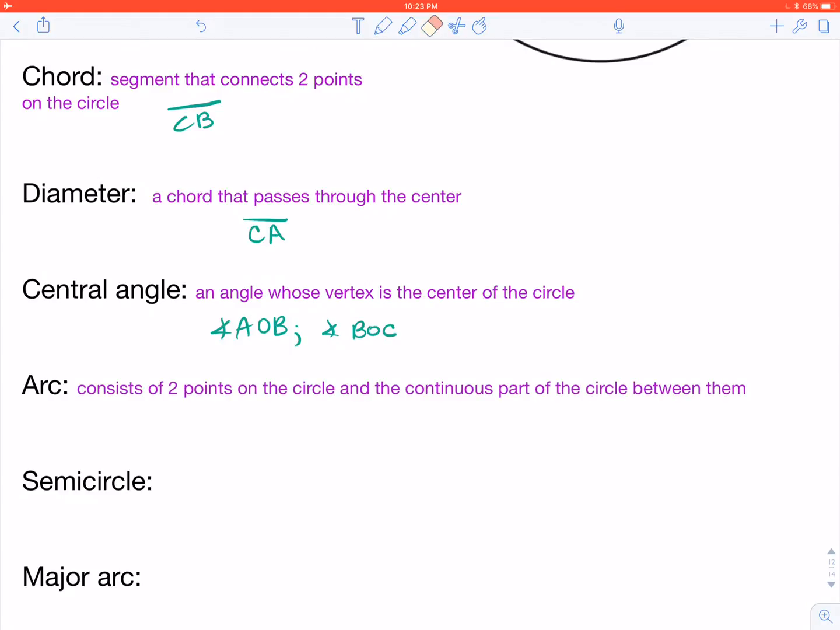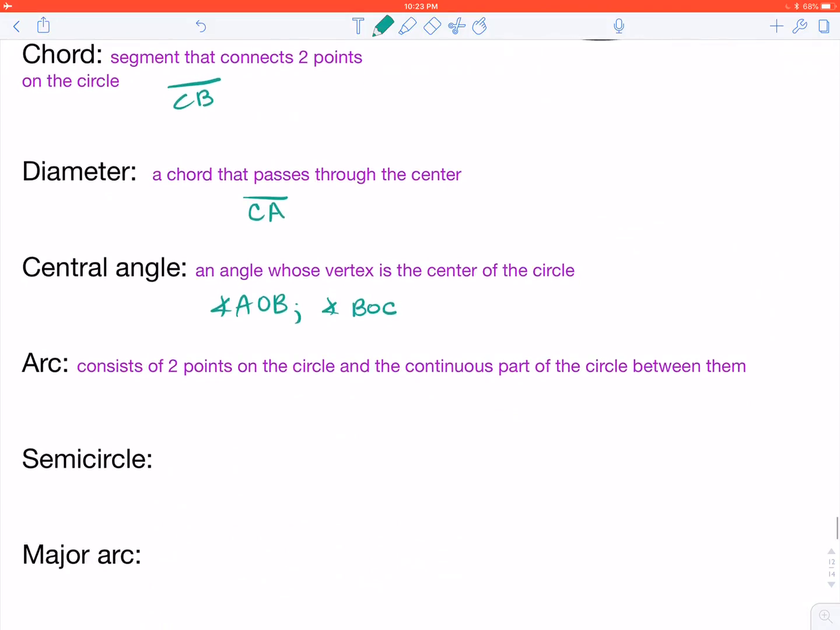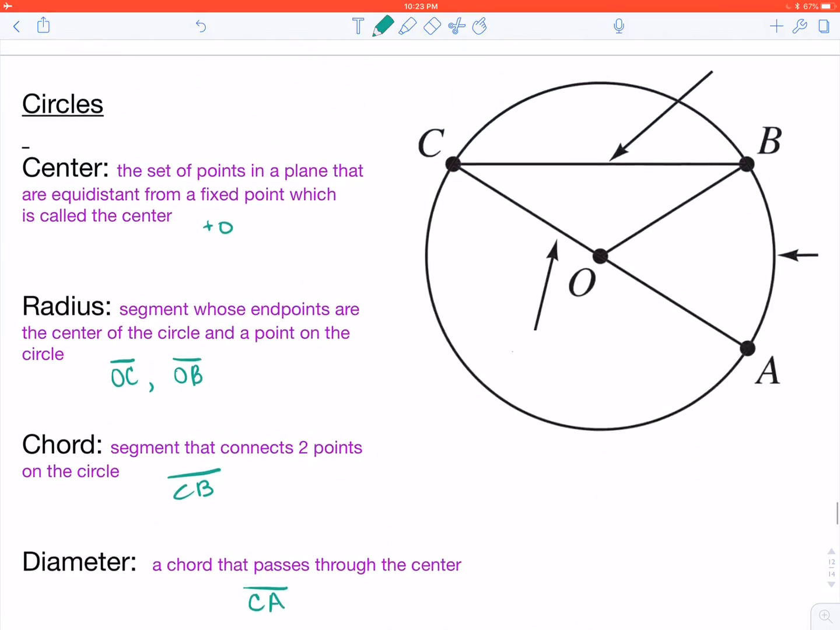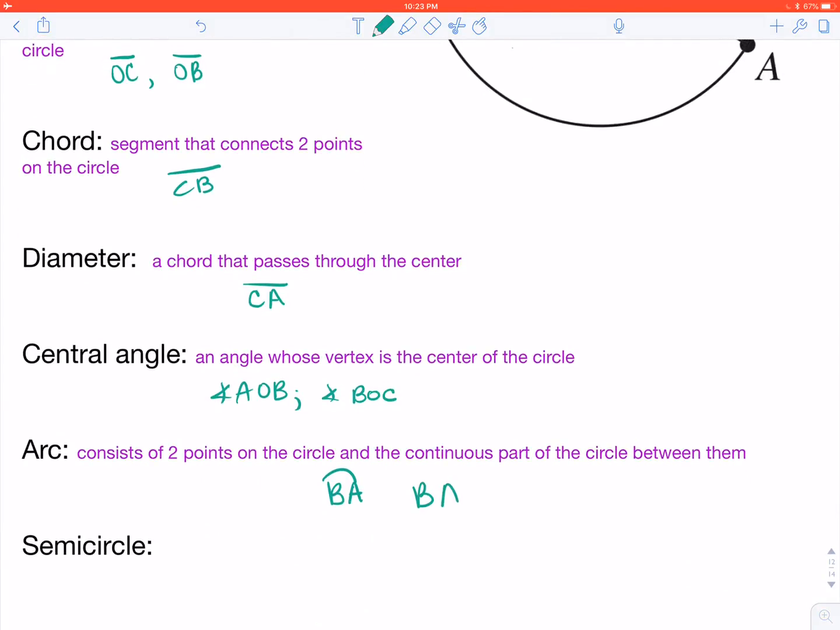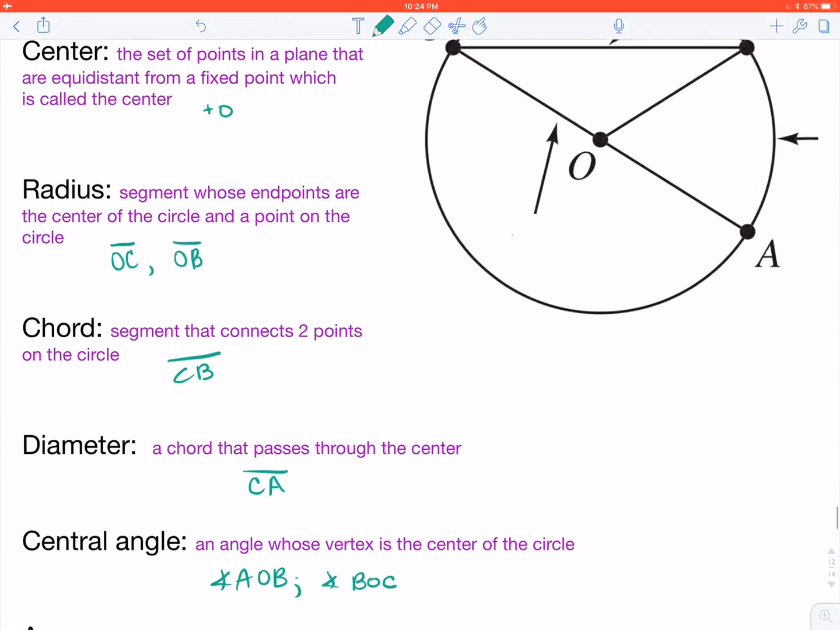An arc consists of 2 points on the circle and the continuous part of the circle between them. It's easier if I can draw this on here. So an arc might be this piece of the circle between points B and A. That's an arc. We're going to use the arc symbol, which is just a curved line. I can name an arc with either 2 or 3 points. So another arc may start at B, go through A, and end at C. So starting at B, going through A, and ending at C would be that particular arc.